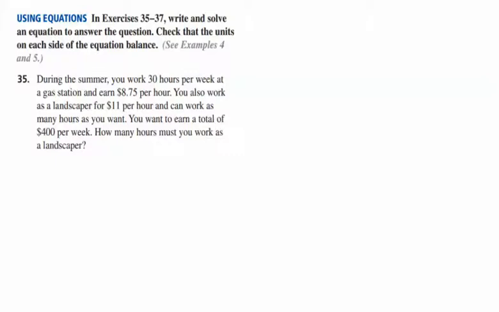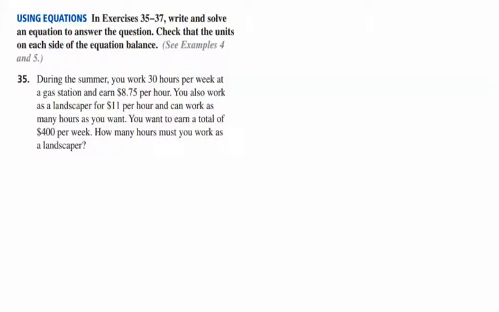During the summer, you work 30 hours per week at a gas station and earn $8.75. You also work as a landscaper for $11 per hour. So there's our key phrase, $11 per hour. Well, the sentence above also uses per twice: 30 hours per week. So we're not sure if we're trying to figure out how many weeks.